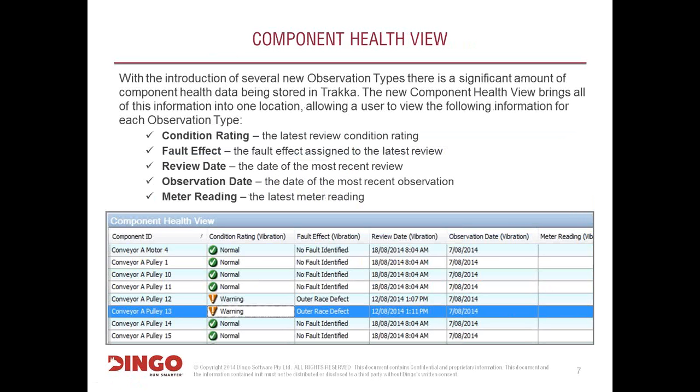So in the screenshot there you can see we're showing you the vibration version of those columns, but if you scroll across in that screen it will also show you the same fields for all of the other observation types as well, so it's a very handy place to get all the latest condition information for all the different observation types on your components, and I'll show you that later on as well.